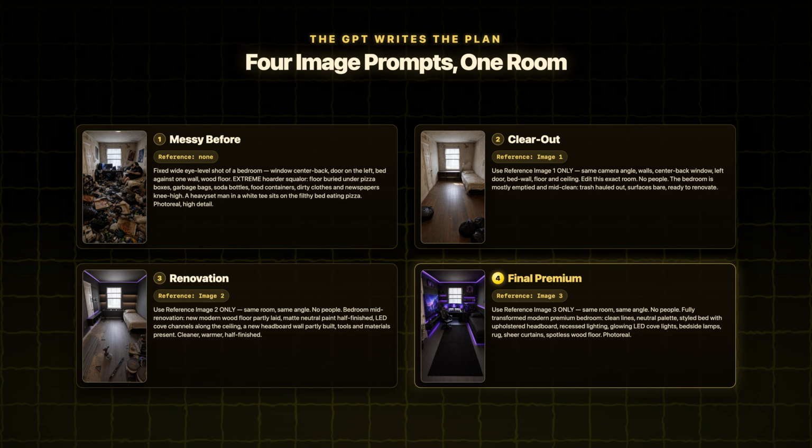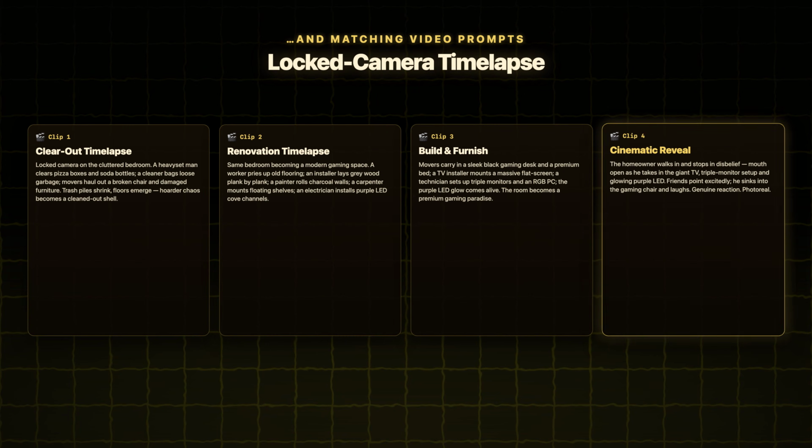You get 4 image prompts: a messy before, a clear out, a renovation, and a final premium room. Each prompt references the one before it, so the room stays exactly the same. Below that, you get matching video prompts that turn those images into a locked camera time-lapse.